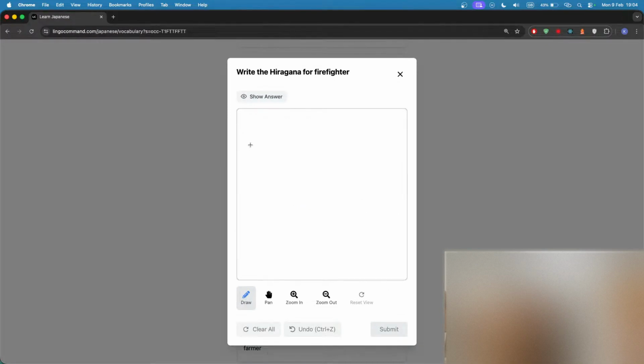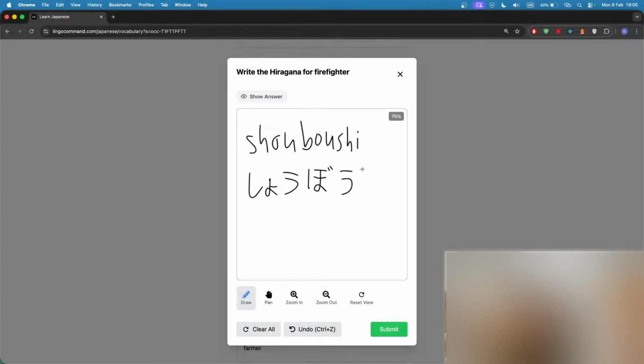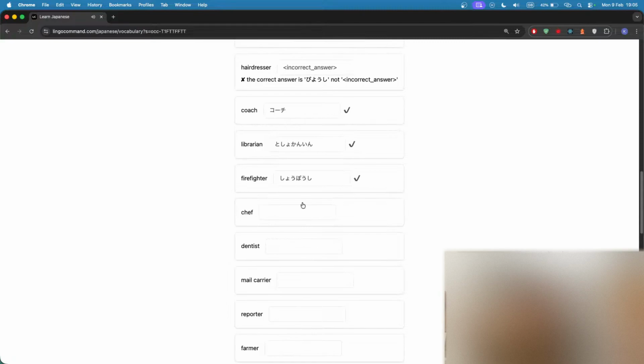Firefighter is shoboshi, if I remember correctly. So this is shi. This is yo. So this is sho. And then boshi. So here we need to write ho, which is this thing. And then we apply dakuten, because H goes to B when you apply dakuten. And then we need another u, and then we need shi. Let's write that shi a little bit more neatly. Shoboshi. Yeah, that looks good to me.